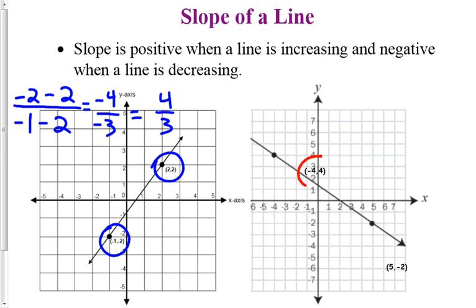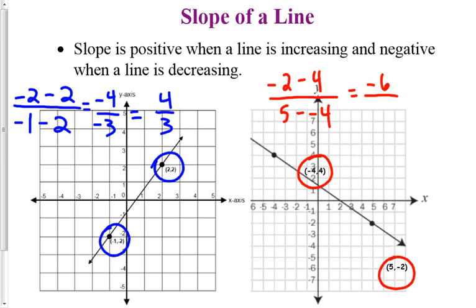Over here, we have 2 points, (-4, 4) and (5, -2). So real quick, let's calculate our slope with the slope formula. y2 minus y1 over x2 minus x1. So we get -6 over +9. That could be reduced to, let's see, -2/3. So there's our negative slope for our decreasing line.